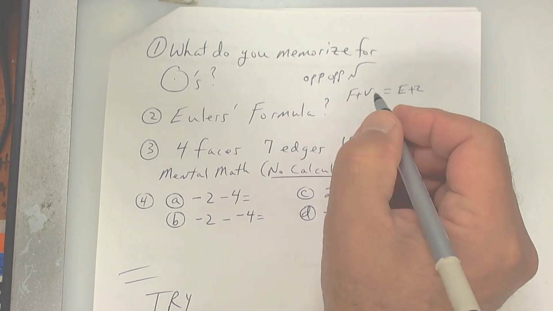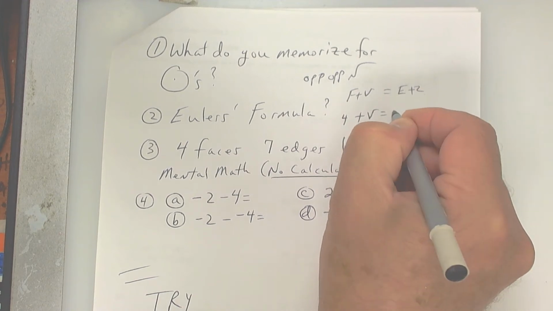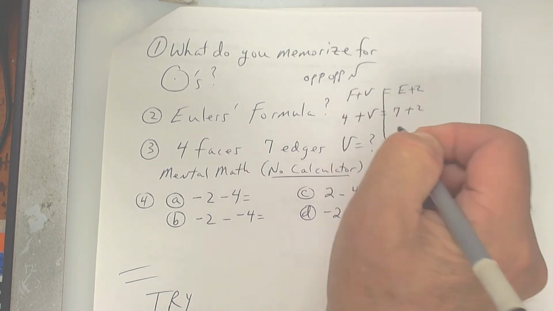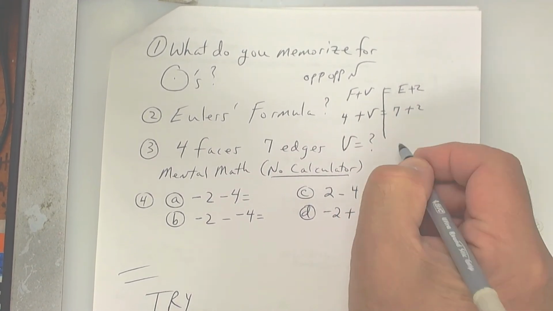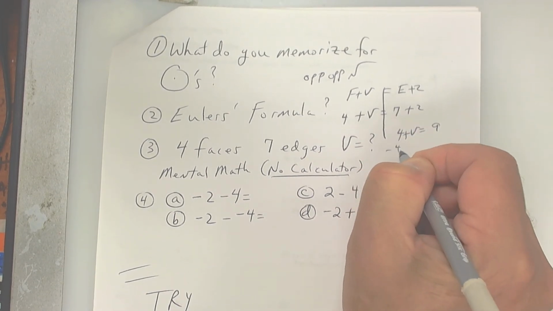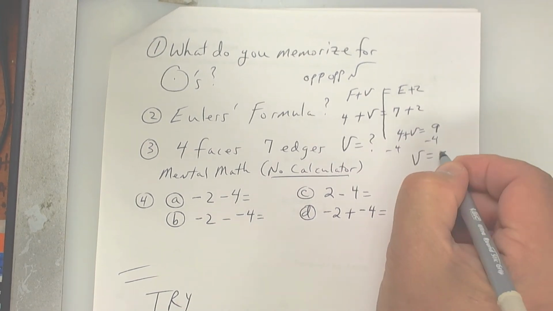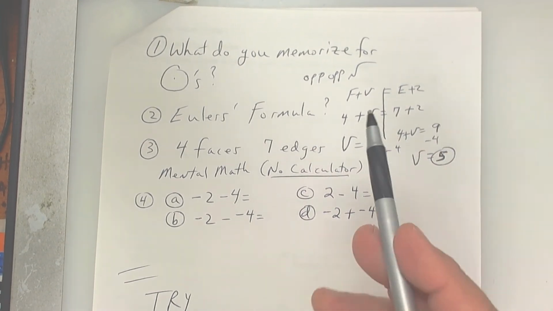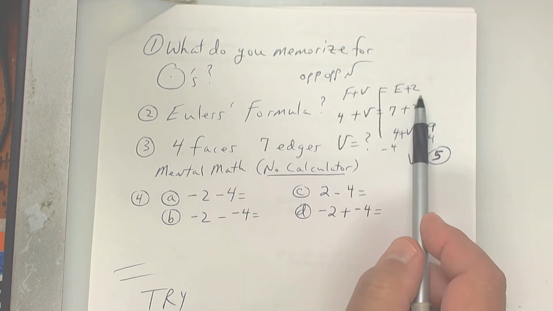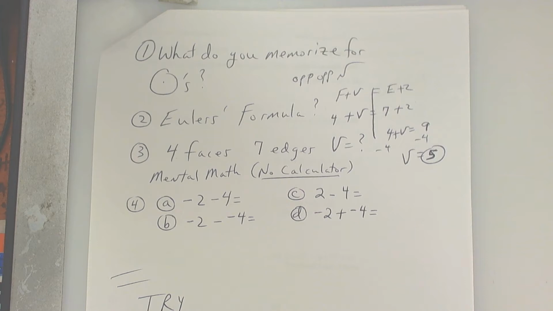And then here you have 4 faces. You're looking for the vertices. You have 7 edges plus 2. You're going to solve this equation, so you're going to get 4 plus v is equal to 9. You're going to subtract 4 and get the vertices, the points, are equal to 5. And that's how you do it. Without the Florida Virtual School Episode 2 or the formula, you would not be able to do it. All right, let's go on.